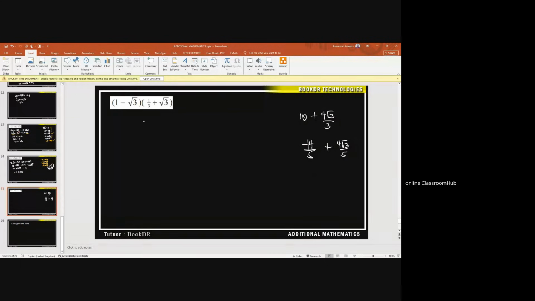Okay, so then let's quickly, it's time, so let me quickly solve this. We have 1 multiplying 1 over 3 plus root 3. Then minus root 3, also multiplying 1 over 3 plus root 3. So 1 times anything is the same thing, so obviously the first bracket will not change. Then minus root 3 times 1 over 3 to give us minus root 3 on 3. Then we have root 3 times root 3 to give us root 3 squared. So we have 1 over 3.